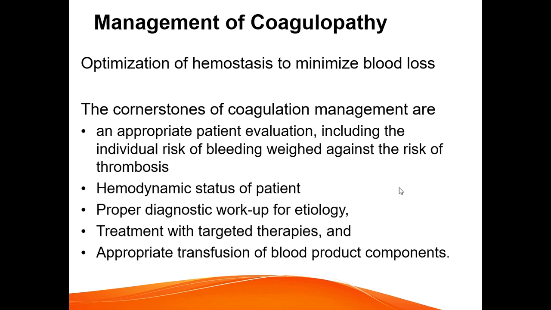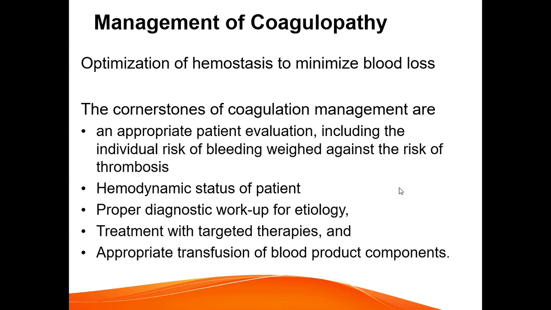So, how do you manage this patient? Optimization of hemostasis to minimize blood loss is most important. The cornerstone of coagulation management is appropriate patient evaluation, including the risk of coagulation versus bleeding. All patients with deranged coagulation do not necessarily only have bleeding. Some of the pathologies are also prone to coagulopathy. So please assess that.